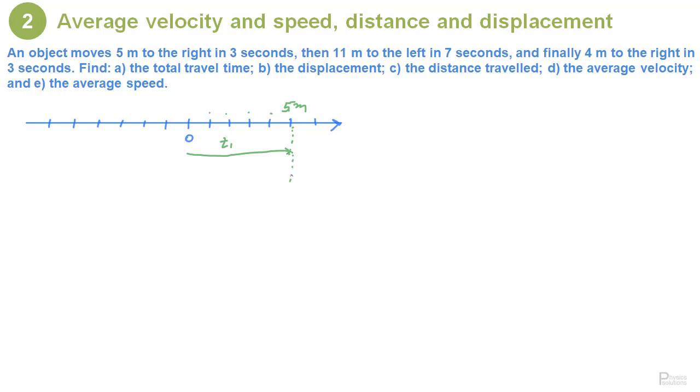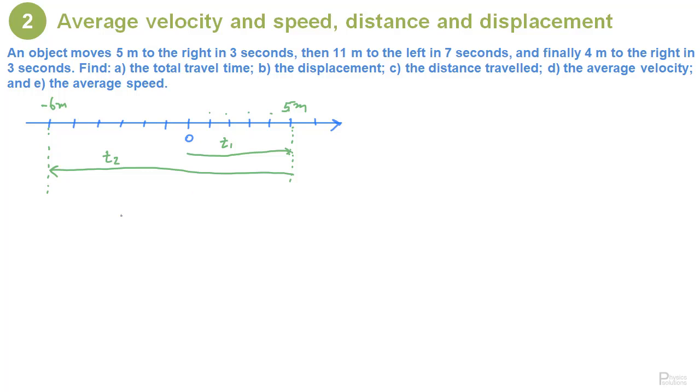In the second part, the object moved 11 meters to the left. So starting from point x equals 5 meters, it will end up in minus 6 meters. So 1, 2, 3, 4, 5, 6, 7, 8, 9, 10, 11. So this point here is x equal minus 6 meters. And here is where the object will end up in the second part here. And for this, it takes a time that we can call t2.